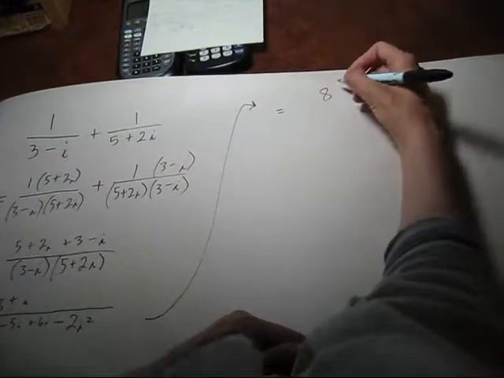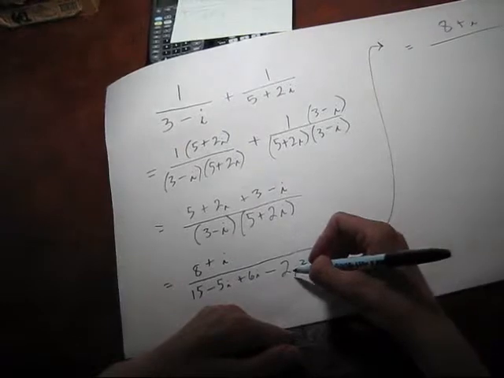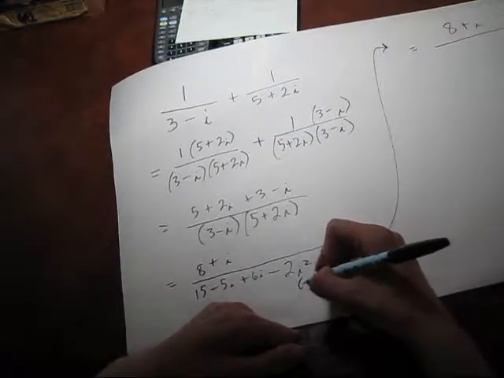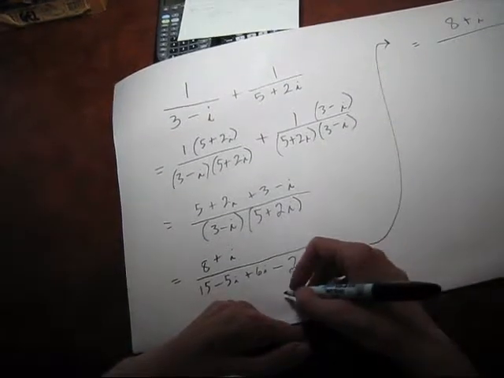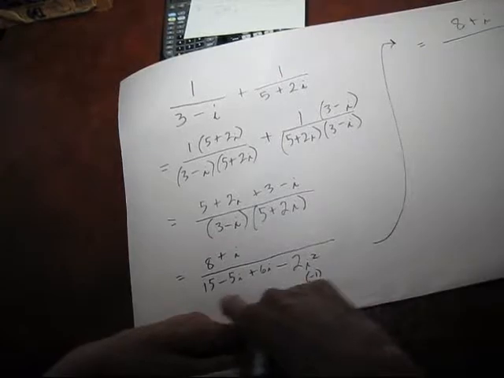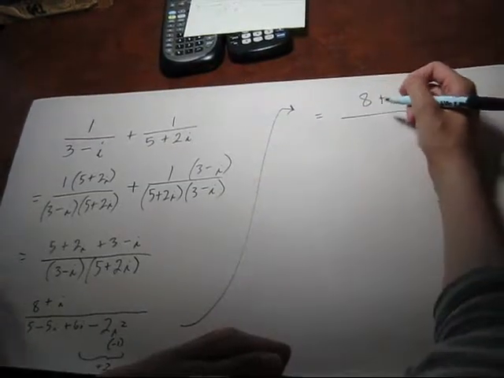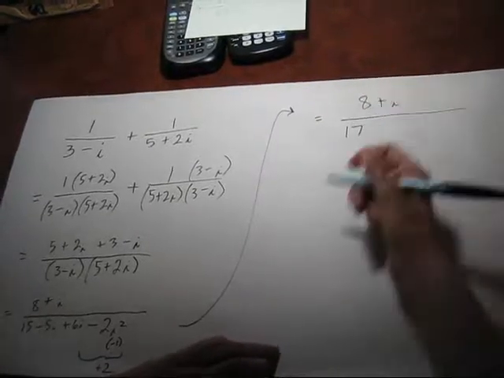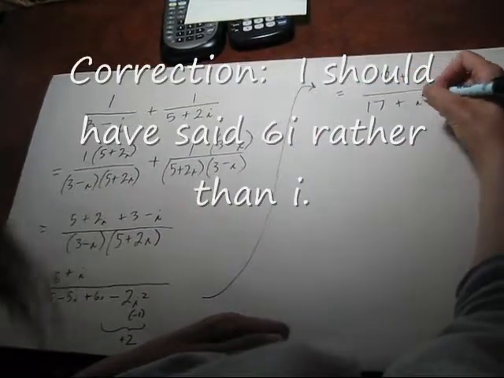And simplifying our denominator, the i squared is really a negative 1. So we'll have negative 2 times negative 1, which is a positive 2. So 15 plus 2 gives us a 17. And then negative 5i plus i is plus i.